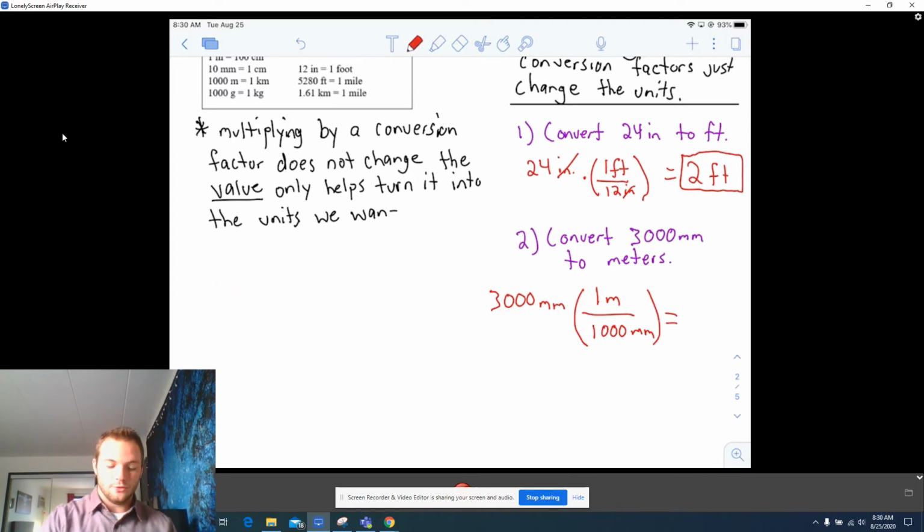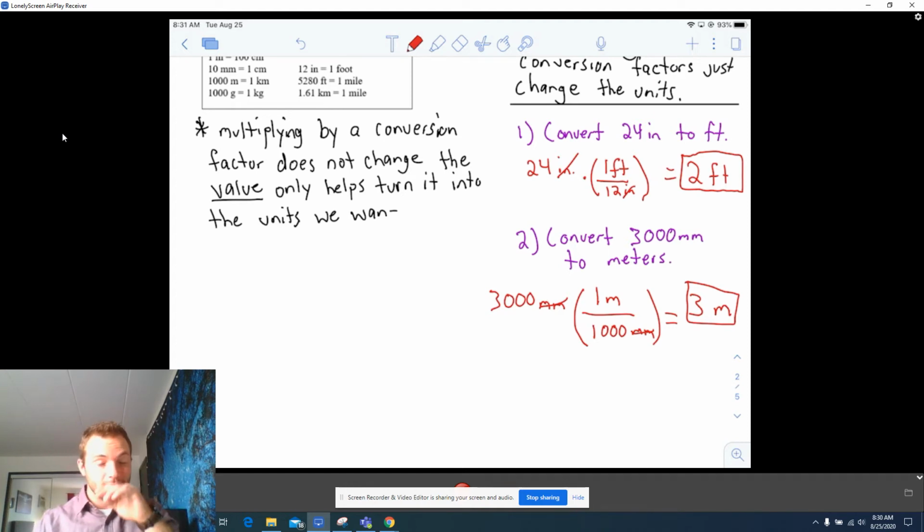So here, I'm going to do 3,000 times 1 is just 3,000, divided by 1,000 is going to give me 3. Now, what are my units? I have millimeters divided by millimeters. Those cancel, and I'm just left with meters. And that's my answer there.